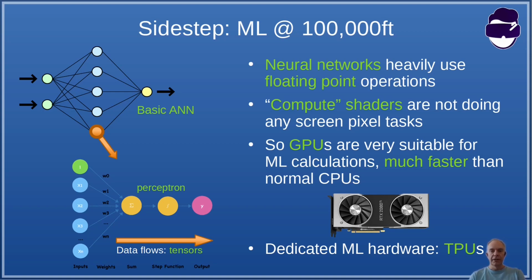So you could wonder, why do we abuse GPUs for machine learning? Well, you're right. And what we see more and more nowadays is computers that have dedicated machine learning hardware, and they're TPUs, tensor processing units.